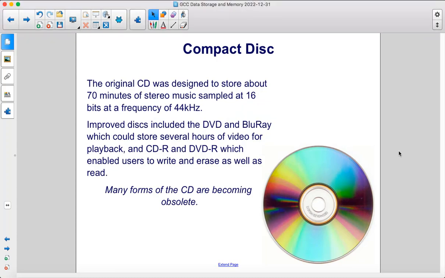The original CD was designed to store about 70 minutes of stereo music, sampled at 16 bits at a frequency of 44 kHz. Improved discs included the DVD and Blu-ray, which could store several hours of video for playback, and CD-R and DVD-R, which enabled users to write and erase, as well as read. Many forms of the CD are becoming obsolete.